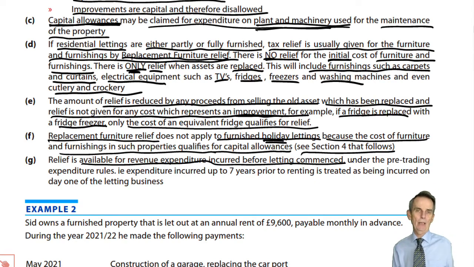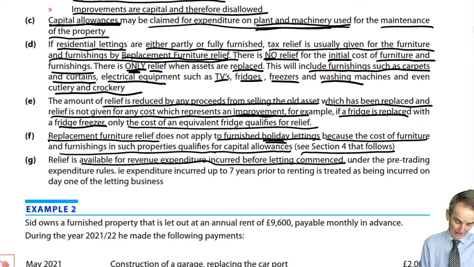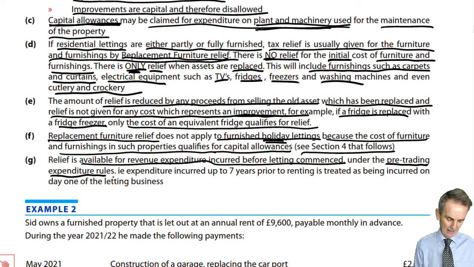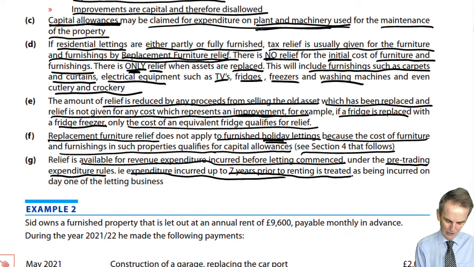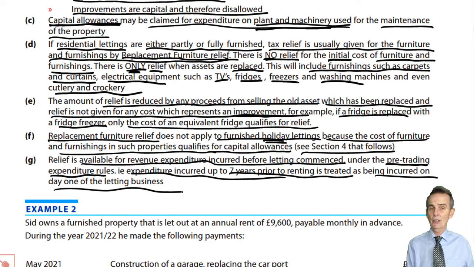That expenditure is going to be allowable. It's just a basic rule here. It refers to pre-trading expenditure, and here the pre-trading expenditure rules apply. This means that expenditure incurred up to 7 years prior to renting is treated as being incurred on day one of the letting business. So it's allowable.